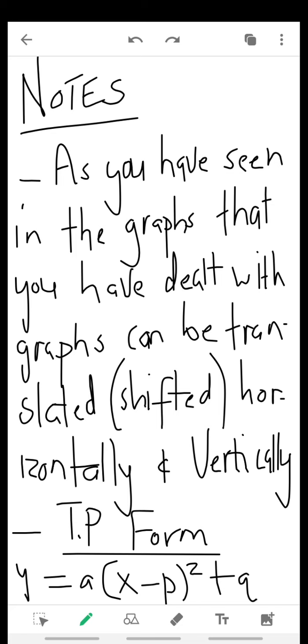Okay, let's remind ourselves from the previous sessions that we have covered. We said when we have the equation of a parabola, in this case, y equals a multiplied by (x minus p) all squared plus q, this is what we call the turning point form of a parabola, where p and q give us the coordinates of the turning point.